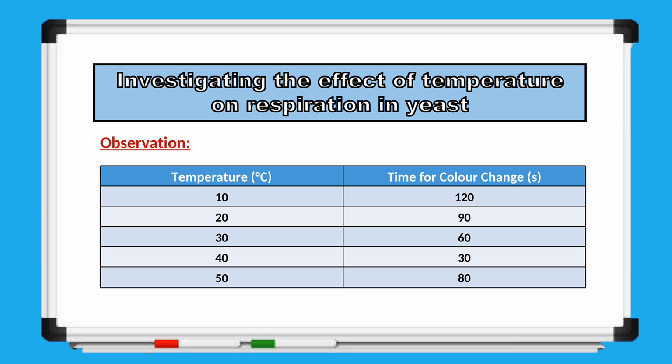The fastest rate is observed at 40 degrees Celsius, where the color changes in just 30 seconds, suggesting that this is close to the optimum temperature for yeast respiration. However, at 50 degrees Celsius, the time increases again to 80 seconds, indicating that higher temperatures start to slow down respiration, likely because the yeast cells or enzymes are being damaged. This pattern clearly demonstrates how temperature influences the rate of aerobic respiration in yeast.